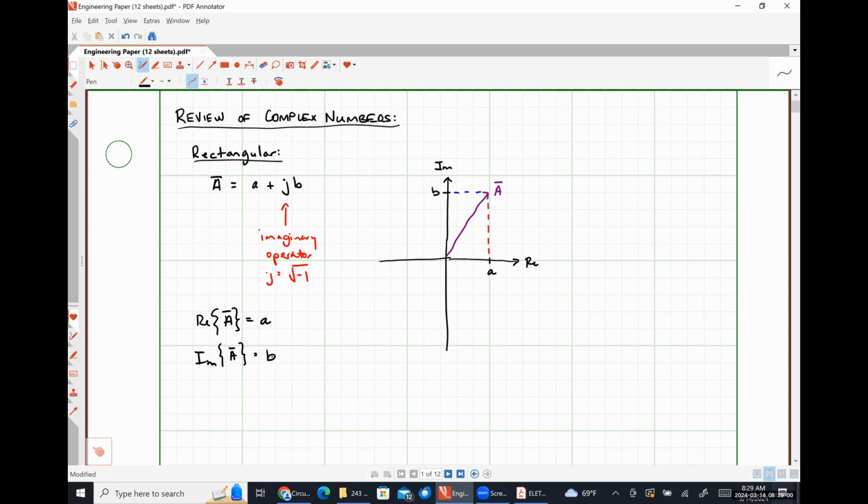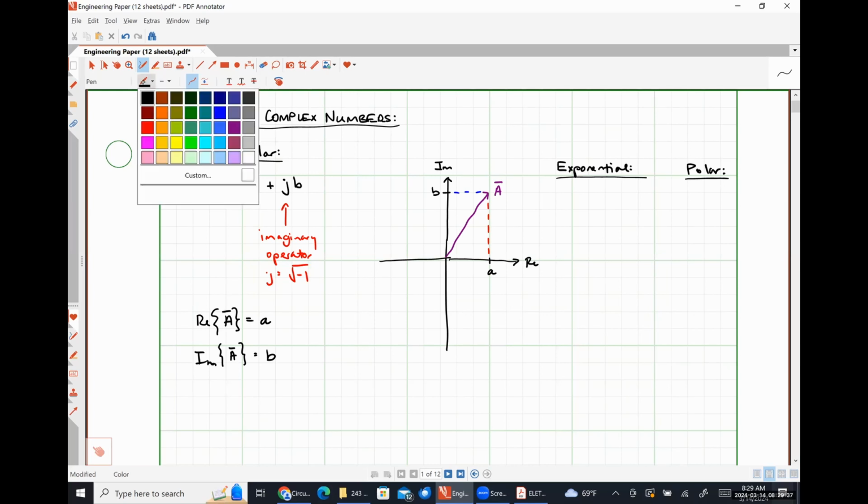Okay. So in addition to this rectangular form, we could also express a complex number in exponential form as well as polar form. Okay. The exponential form and the polar form carry the exact same information. The exponential form is just a more formal representation, and the polar form is just kind of a shorthand notation. Okay? So let's talk about what those entail.